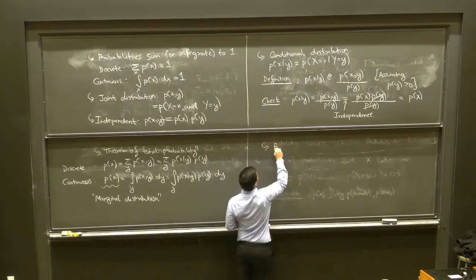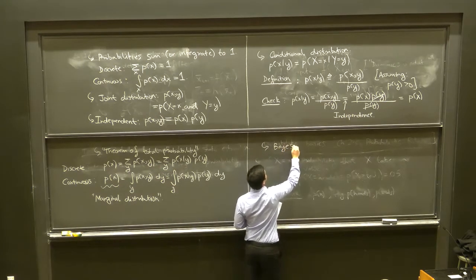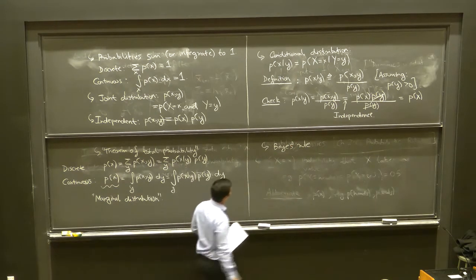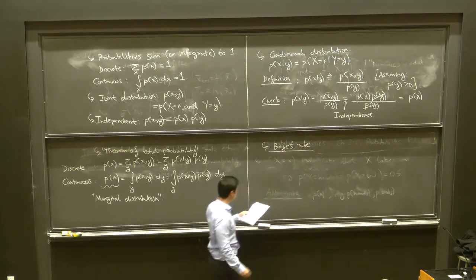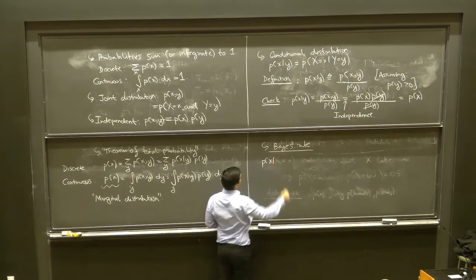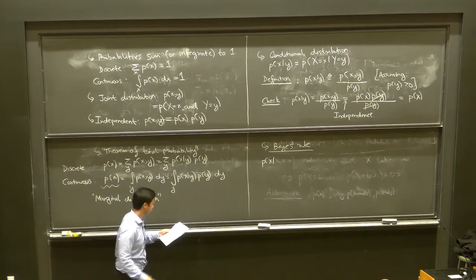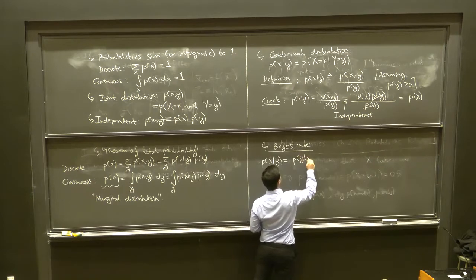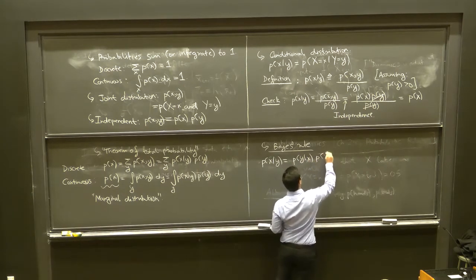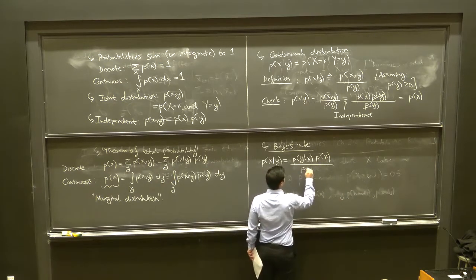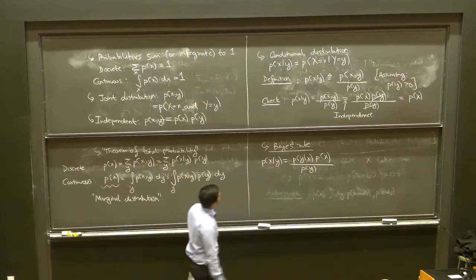All right, so the most important result is Bayes' rule. Let me just state it and then I'll prove it using the results we discussed before. P of x given y is equal to P of y given x multiplied by P of x, divided by P of y. So this is Bayes' rule.